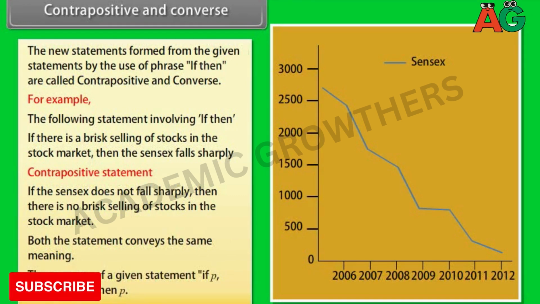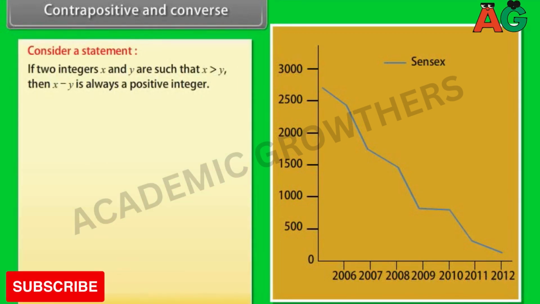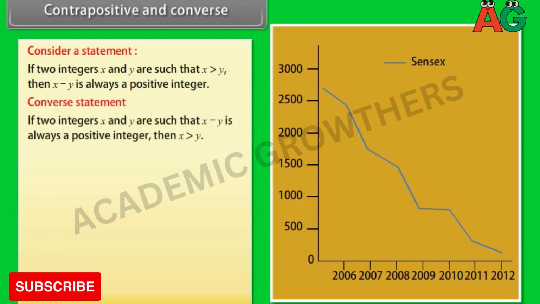Both the statements convey the same meaning. The converse of a given statement, if P then Q, is if Q then P. Consider the statement: if two integers x and y are such that x greater than y, then x minus y is always a positive integer. The converse of this statement is: if two integers x and y are such that x minus y is always a positive integer, then x greater than y.